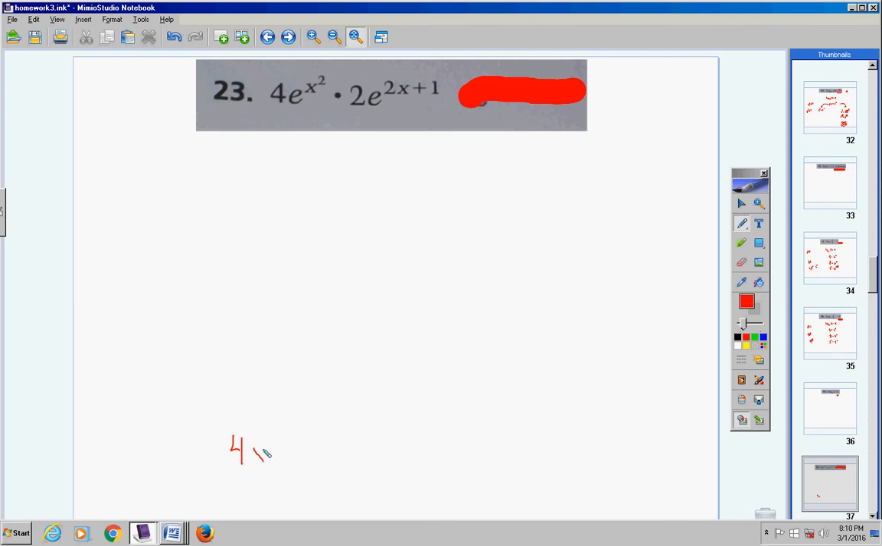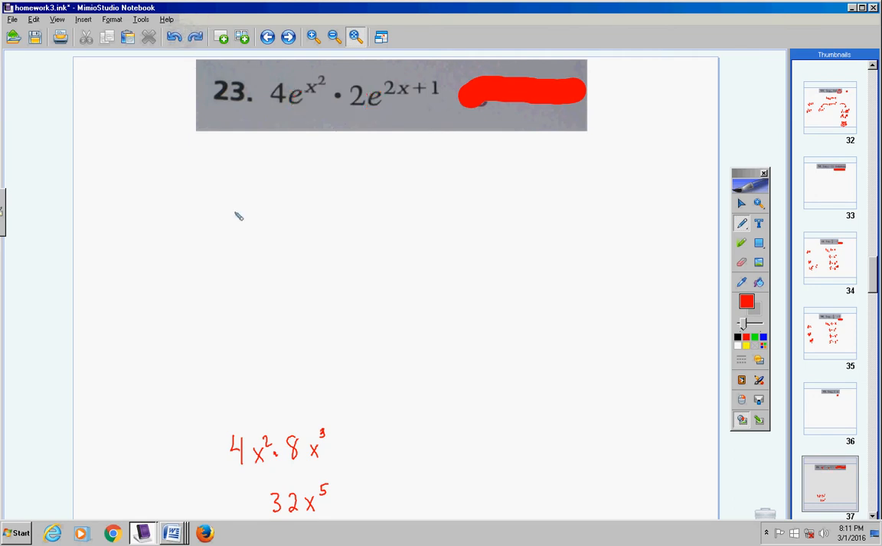If I had 4x squared times 8x to the third, would that not be so easy for you guys by now? 4 times 8 is what? 32. And x squared times x to the third is x to the what? Fifth. You add your exponents. Students, it's the same thing here. Just look at e. Look at your e like it's an x. Okay, they're like bases.